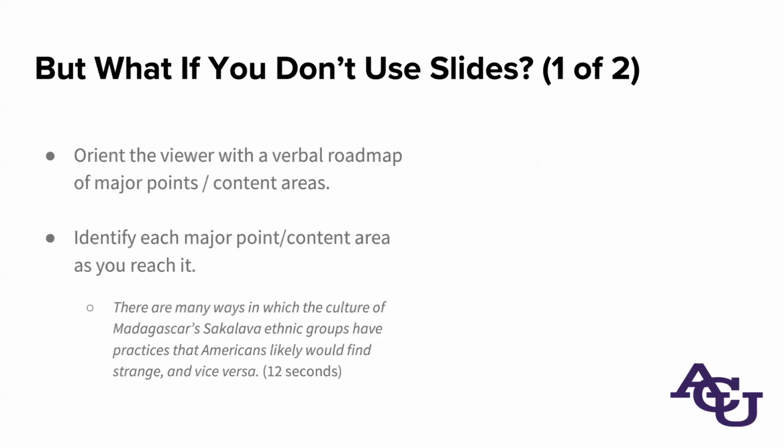Now, some other things that are helpful to do when you are giving your introduction: give the viewer a verbal roadmap of the major points or content areas that you're going to discuss. And as you reach it, identify or introduce each of the major points or content areas. So if I was introducing Madagascar, I might have a remark like, oh, there are many ways in which the culture of Madagascar's Sakalava ethnic groups have practices that Americans likely would find strange and vice versa. And if you're curious, Sakalava is a family of ethnic groups with a historical and regional connection. So it's not just one, it's a family of ethno-linguistically and historically related groups.